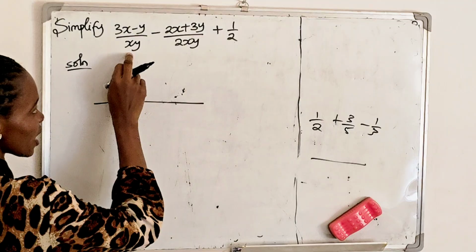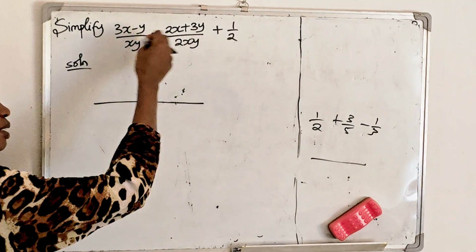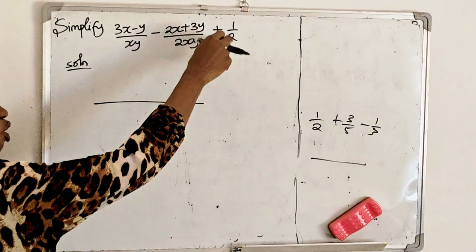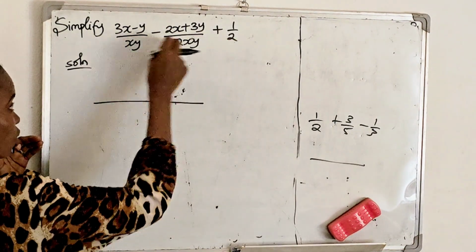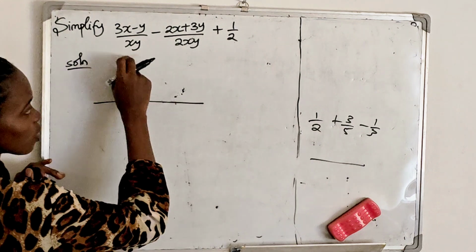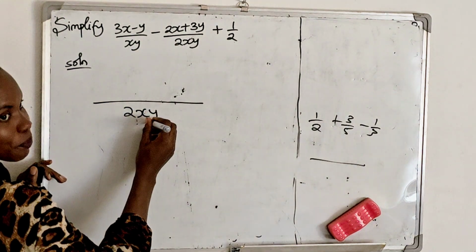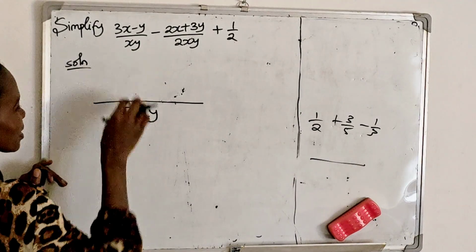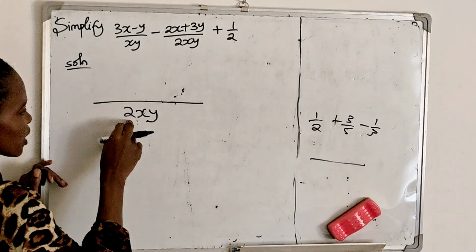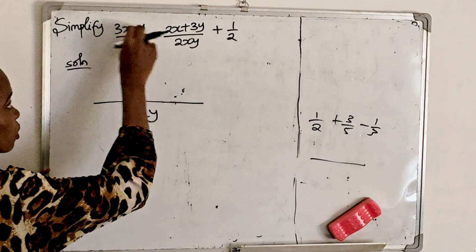What's the LCM of xy, 2xy, and 2? LCM is like, what is the smallest number that all of them can divide? You go to the biggest one, this is the biggest, and the whole of this can divide this. So the LCM of this is 2xy. Okay? Good. Now, after that, we start the simplification. xy divided into 2xy will remain 2 only, right? You use that to multiply these terms.